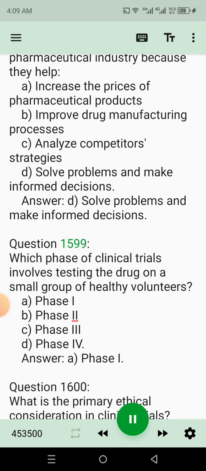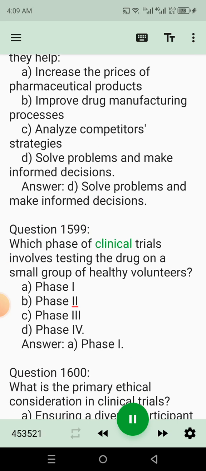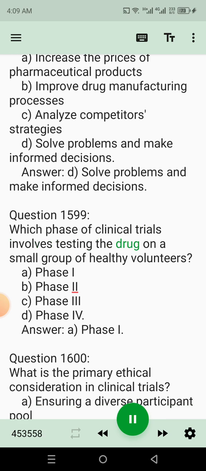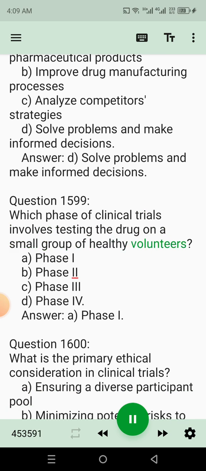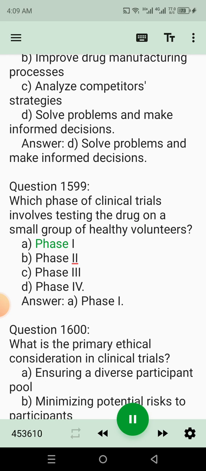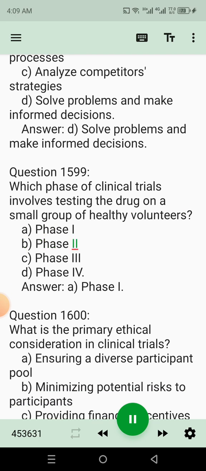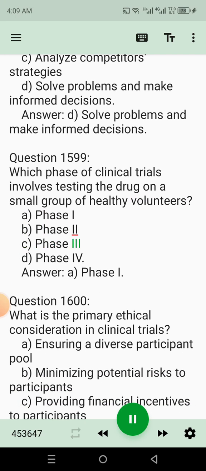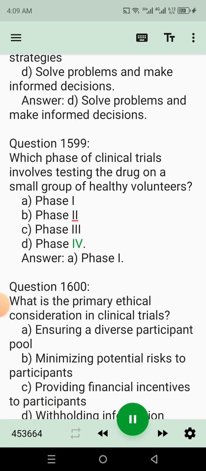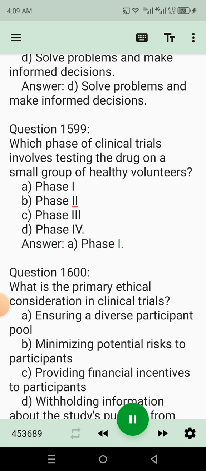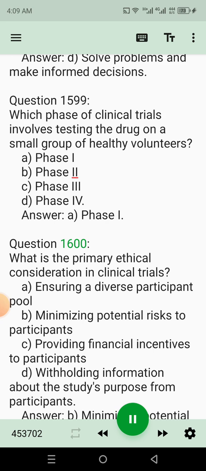Question 1599. Which phase of clinical trials involves testing the drug on a small group of healthy volunteers? A. Phase 1. B. Phase 2. C. Phase 3. D. Phase 4. Answer: A. Phase 1.